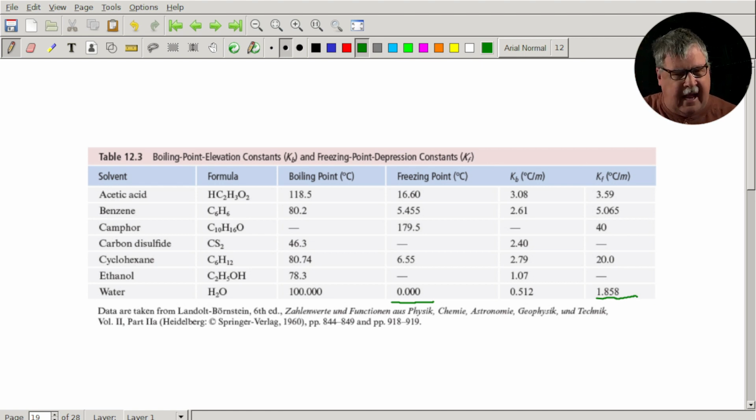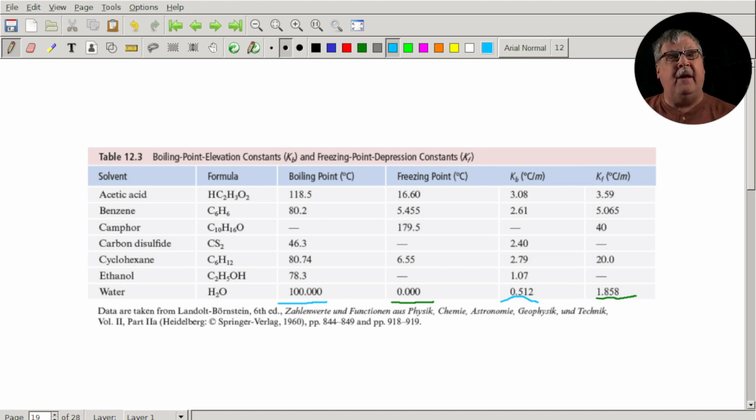So what else do we have? Well, we can see for water, the normal boiling point of water is 100 degrees Celsius. And the boiling point elevation constant for water is 0.512 degrees centigrade per molal. That means my 1 molal solution of glucose at 1 atmosphere would boil at 100.512 degrees Celsius, or whatever the Kelvin equivalent is.